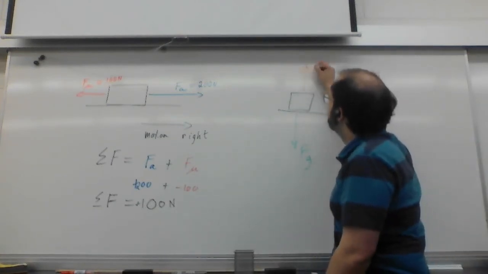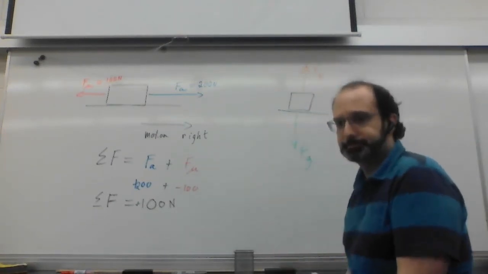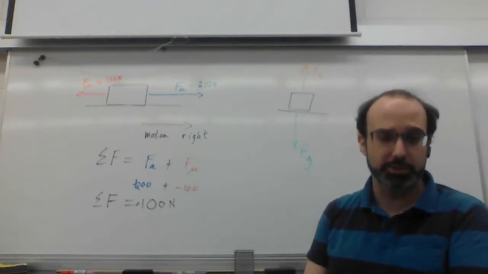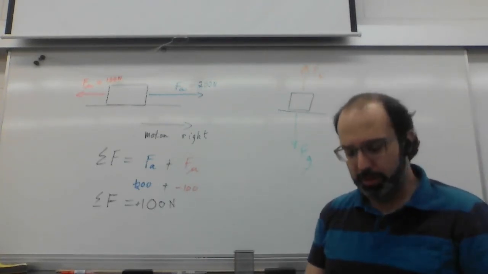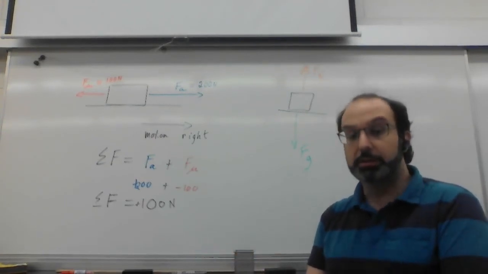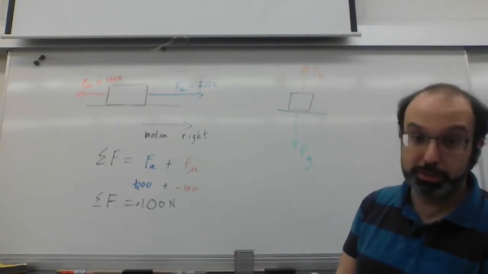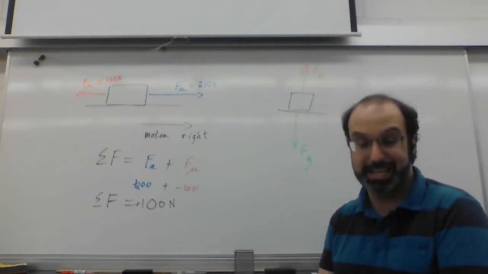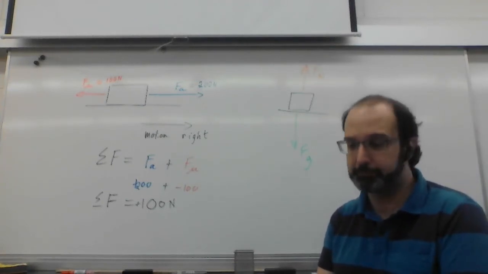Fn. Force normal, perpendicular to the surface. Force normal is just the name we give to the force caused by a surface, in this case a table. Right? So the table basically works as a very primitive anti-gravity device. Cancels out gravity, keeps it from falling.